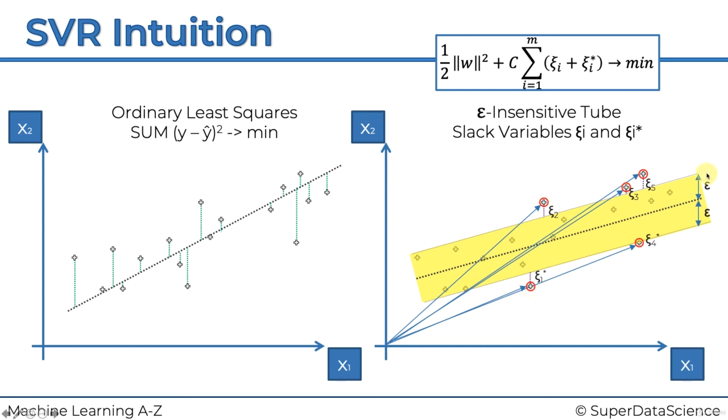And so there we go, that's what it's all about. It's important to remember the epsilon-insensitive tube, and that support vector regression just cares about the errors of anything that's lying outside this tube.